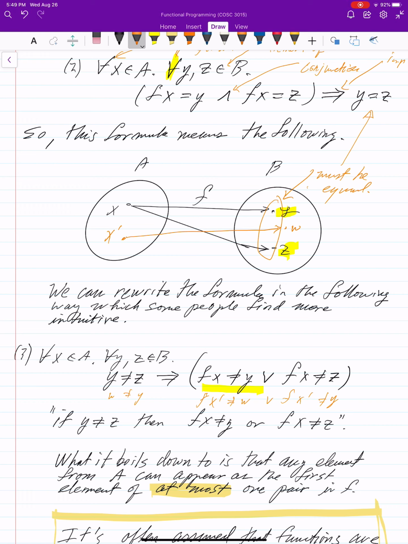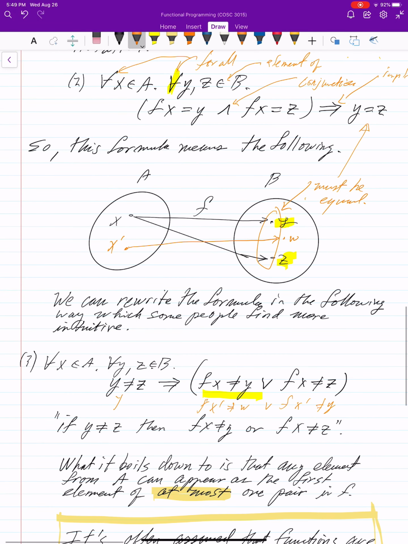What if instead we pick y and z like we have here? So we pick y is not equal to z. This seems a little bit weird because x prime doesn't even go there. And so here I say f of x prime is not equal to y, or f of x prime is not equal to z. So it's just the formula that's above.